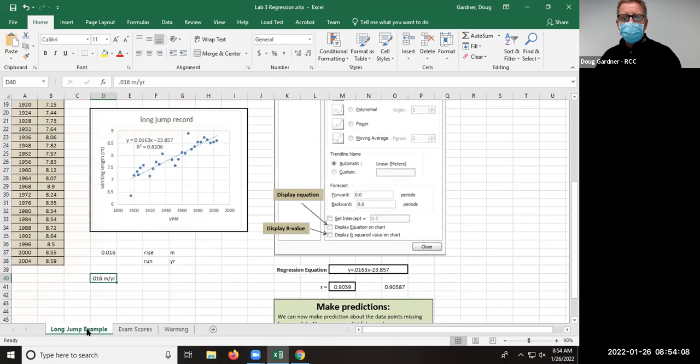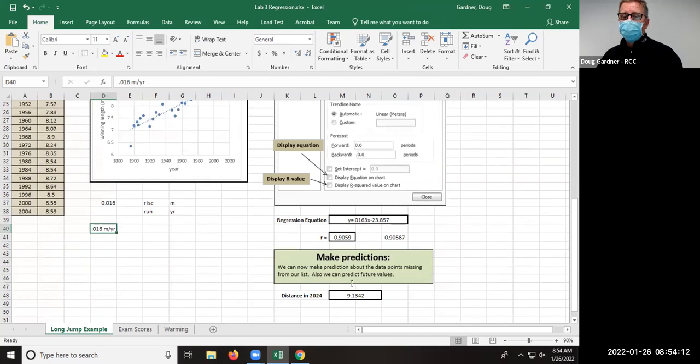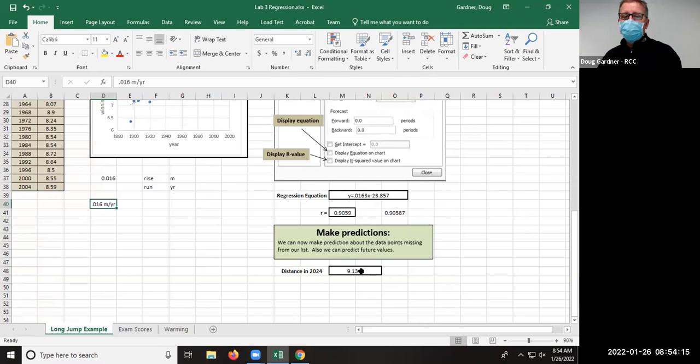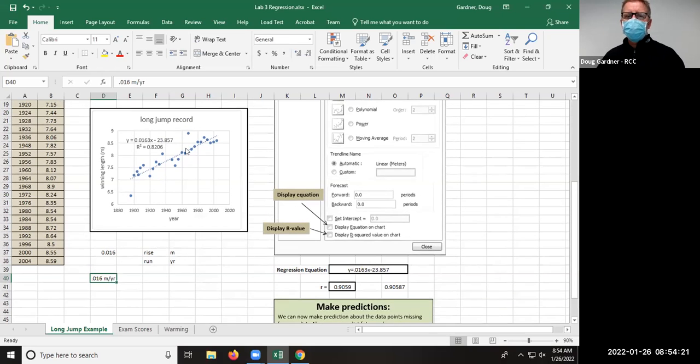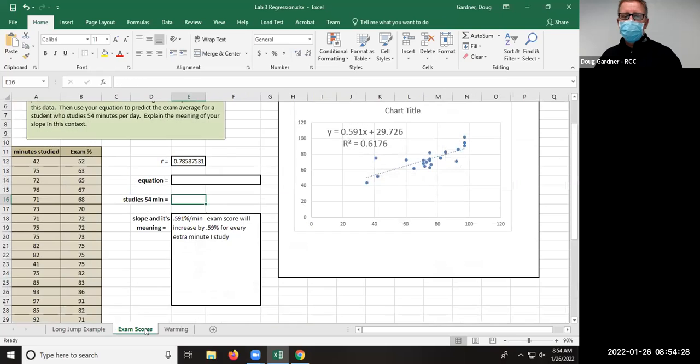So the fact that in this problem, the R value was 90% means that my prediction here of 9 meters in 2024 kind of has like a 90% chance of being true, of coming true, because this relationship is 90% accurate, 90% kind of defined by this line. Whereas when I move over here, it's not quite as good. It's only 78%. And you can see the points are jumping all over the place. So I don't feel very confident about my predictions, but it's kind of cool because it's the best that you can do.